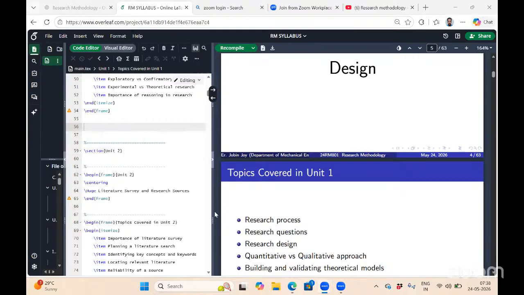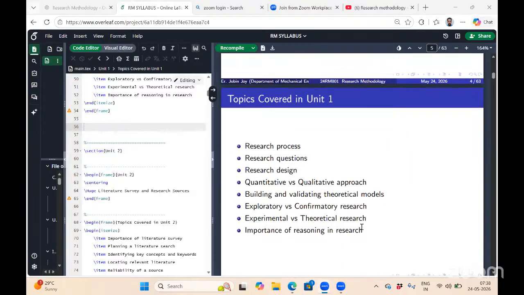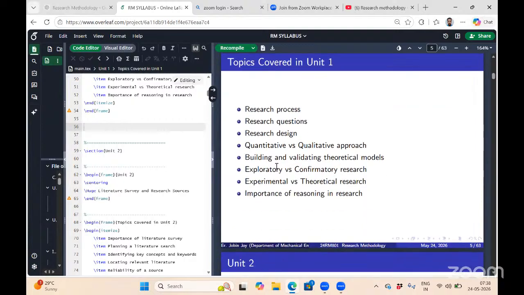So in this video, I'm going to explain the research process in detail with examples. The research process is a systematic sequence of different steps followed to conduct scientific research. This research process helps researchers to solve problems and generate new knowledge in an organized manner.